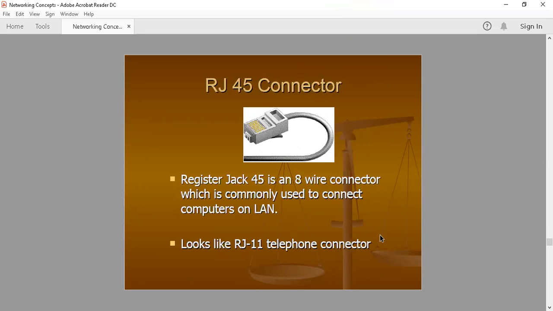RJ45 connector, which will have 4 plus 4, 8 pins. A LAN cable is inserted and will be connected with the help of the RJ45 connector. It is an 8-wire connector which is commonly used to connect computers on a LAN. And the RJ45 connector looks similar to the RJ11 connector. The RJ11 connector is used for connecting telephone lines.